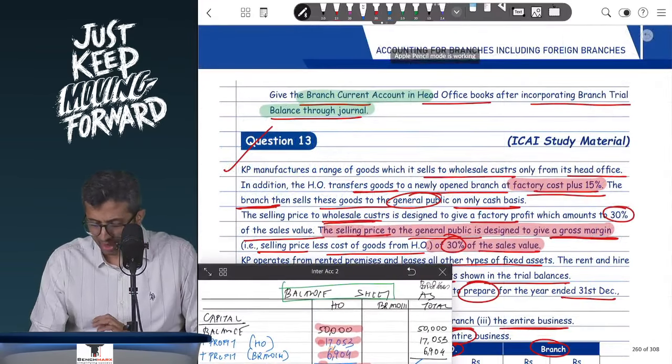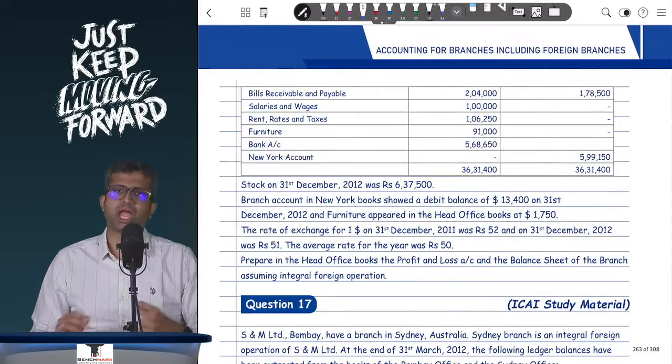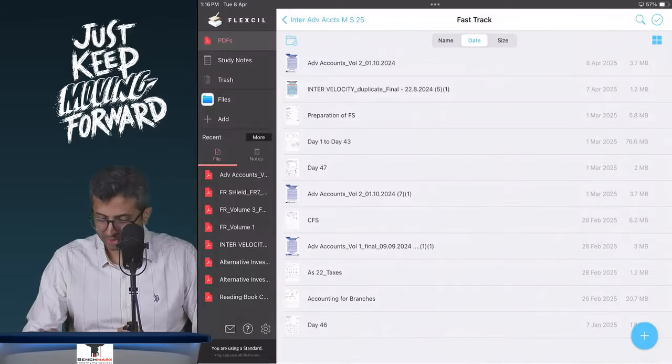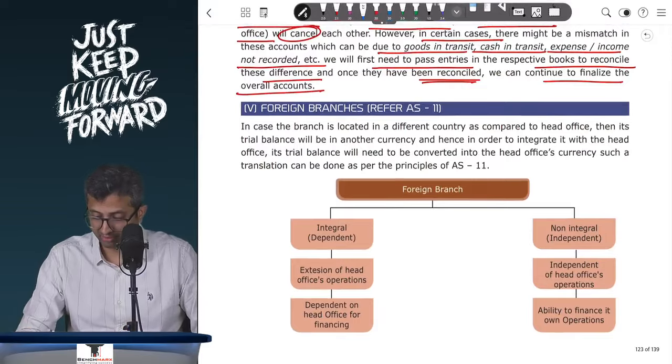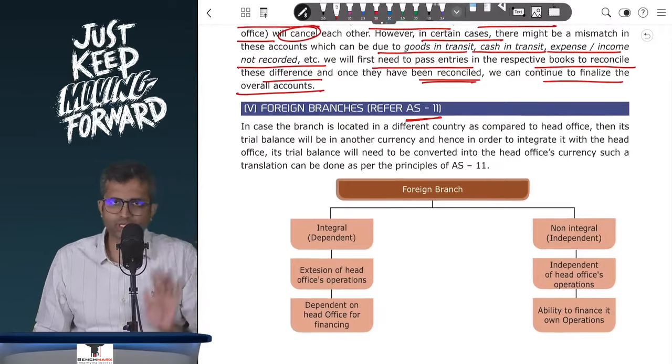Now other than that, there are around 4 or 5 problems remaining. 16, 17, 18, and then 29 and 30. All of these are foreign branch problems. Now for doing foreign branch, you need to refer AS 11. If you have not done that, this may be a little difficult. If you have done that, we can continue over here.